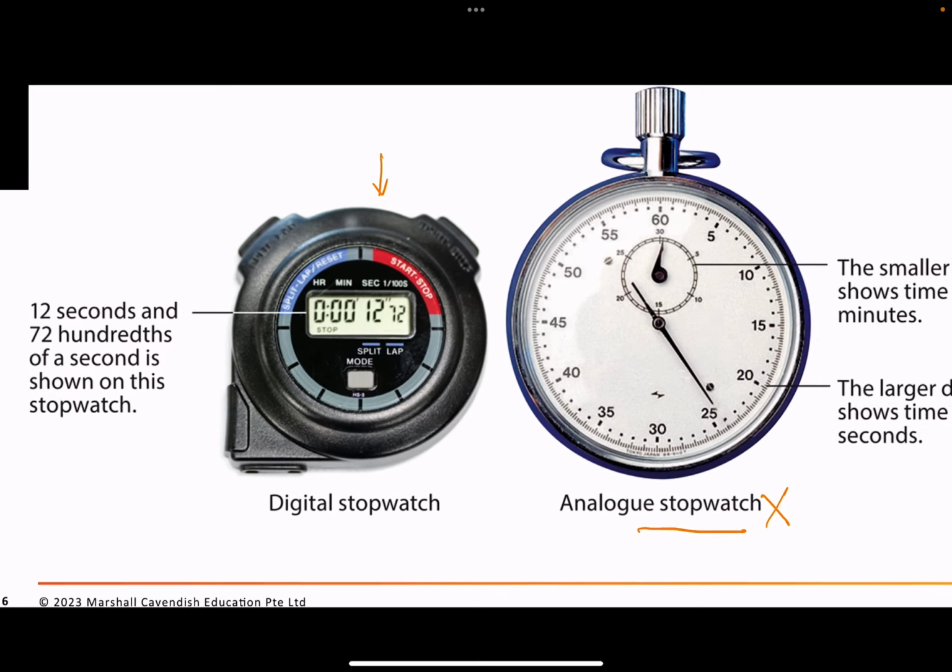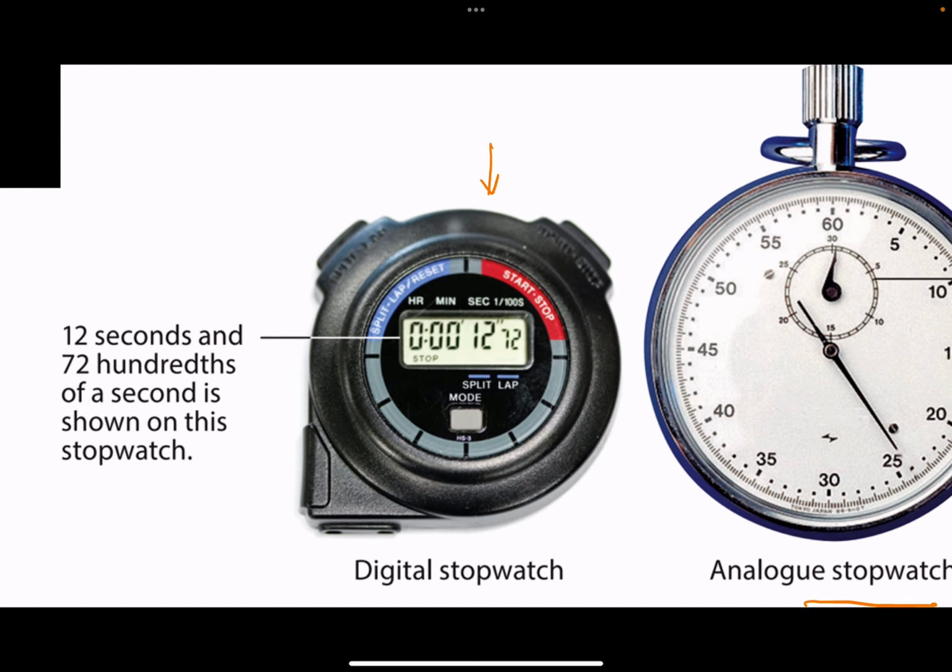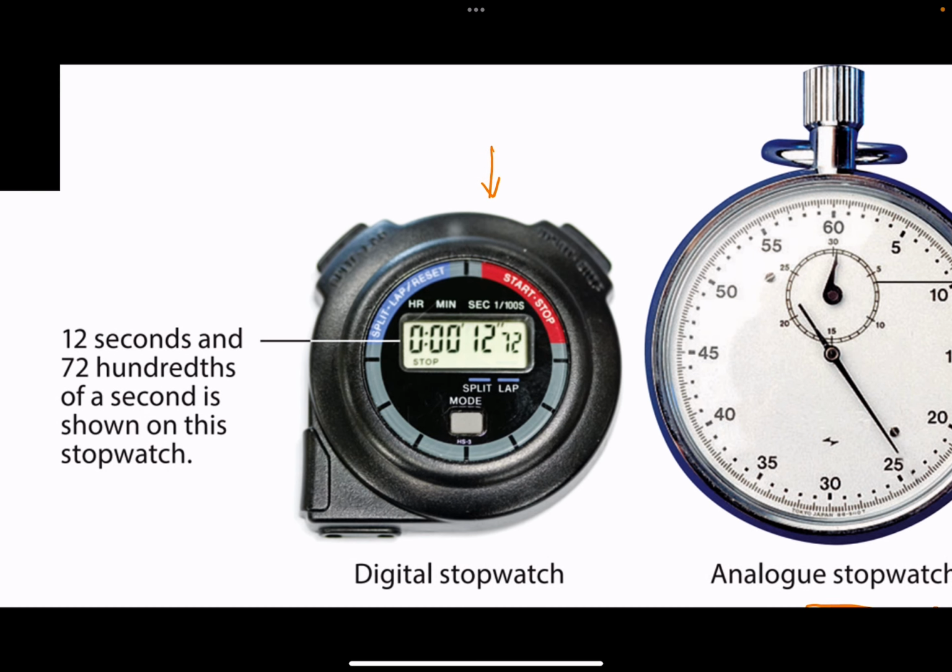Now, I'm going to blow this picture up, okay, so that you can have a clearer look at it. So you can see there's actually a second over here, and it represents that we are looking at a timing of 12 seconds. Okay, the two digits after that are telling you that this is 12 and 72 over 100 seconds.